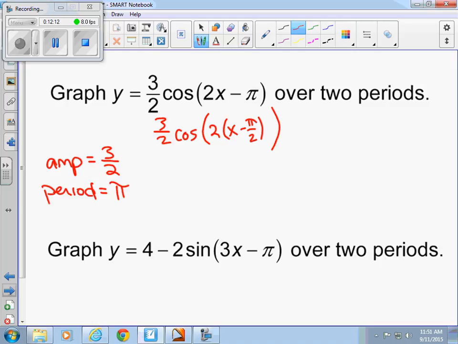Pi. Where'd you get pi? 2 pi divided by 2. Where did the 2 come from that you're dividing by? It's always the number in front of the x. Either place, factored out or not factored out, it's that number in front of the x, and that's what you'll divide by. And then I'm also going to move right pi over 2.